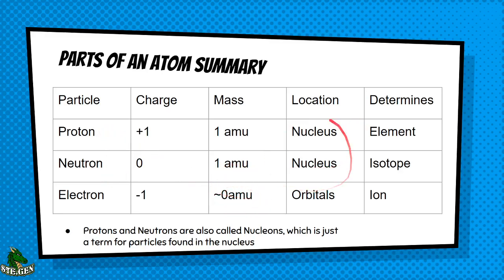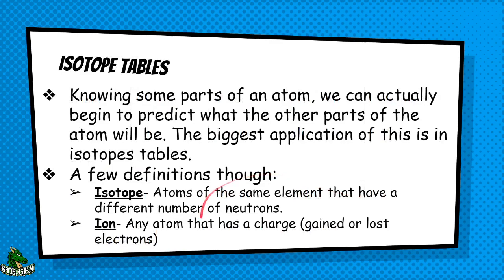Protons and neutrons are found in the nucleus. Because of that, they are called nucleons. It just means they're found in the nucleus. Electrons are found in orbitals rotating around the outside of the atom. And then what we're going to talk about here is that protons determine what type of element you have, neutrons determine what type of isotope you have, and electrons determine what type of ion you have. So don't worry, we'll go into more detail about what each of those means in a second.